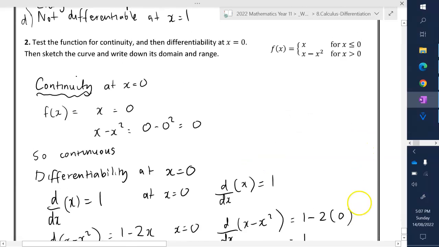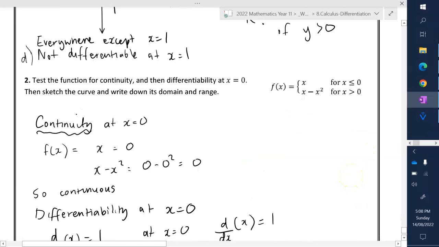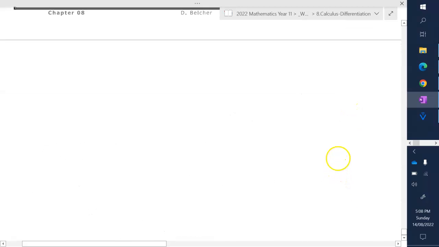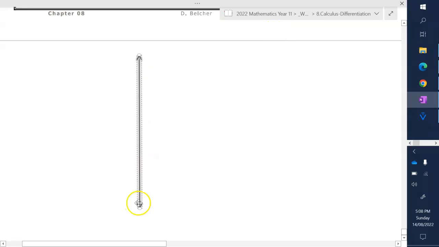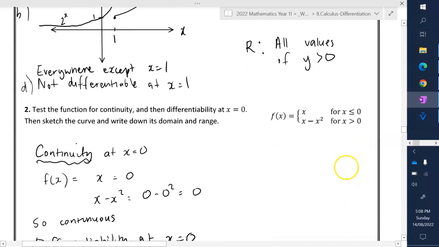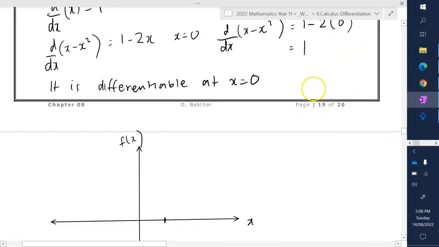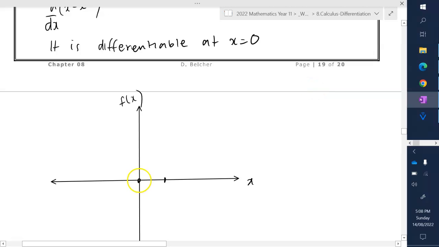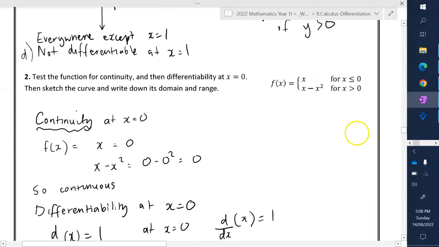And now let's have a look at what it wants us to do as well. Then sketch the curve and write down its domain and range. So let's do that. Pop in some axes and have a go at drawing it. So everything's rotating around our point x equals 0. So let's have a think about what our graph looks like.